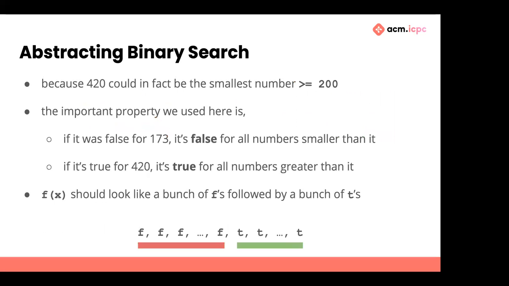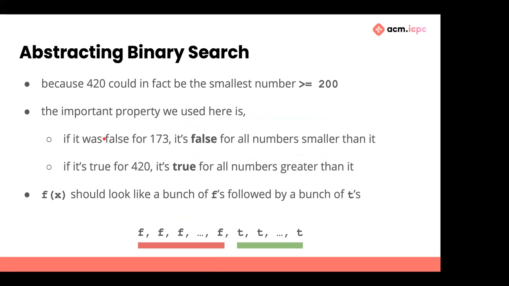And the important condition that we basically use here is that if it was false for 173, it was false for every number smaller than it. And if it is true for 420, it was true for every number greater than it. If you have this sort of predicate that satisfies this condition, and we're going to get more formally into that condition, f of x is basically going to look like a bunch of falses followed by a bunch of trues. That is because if there was a true somewhere in between these falses, then this condition would no longer be true.